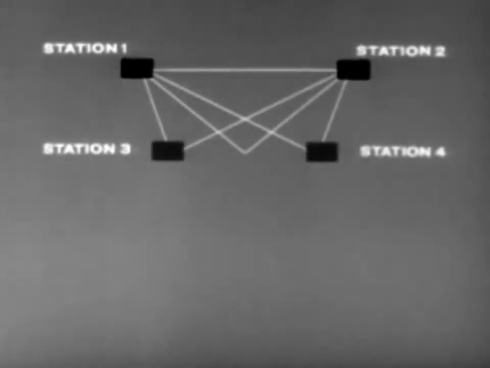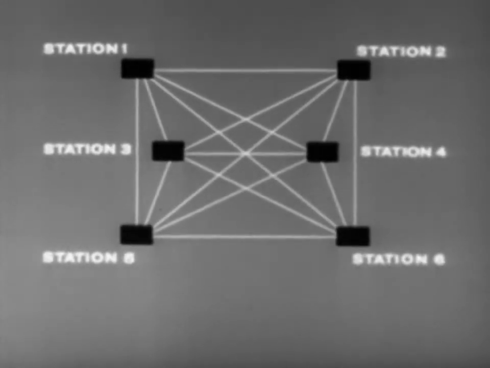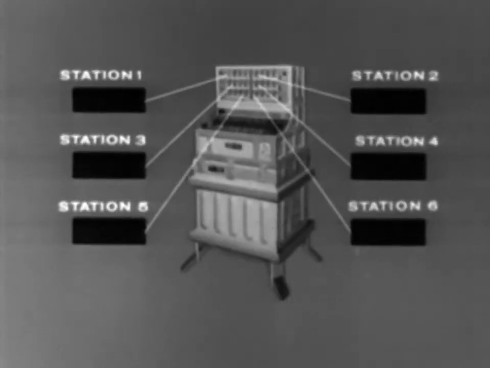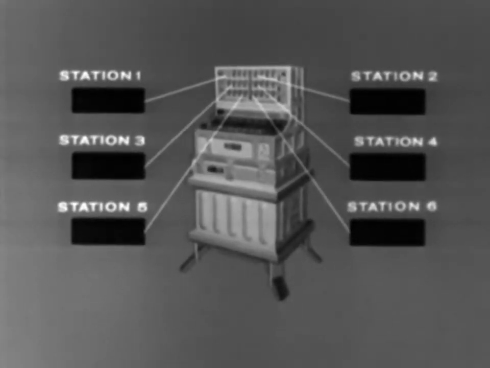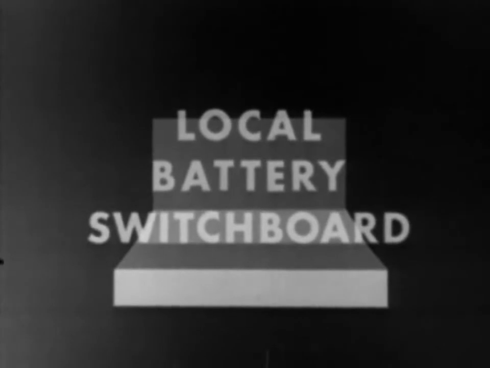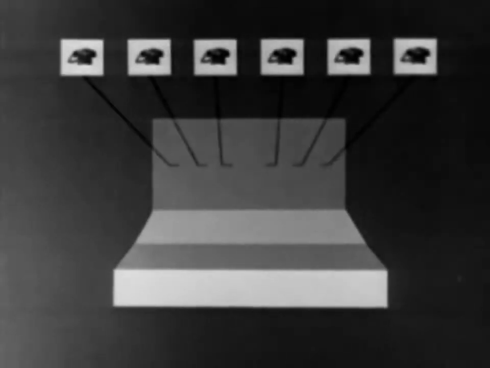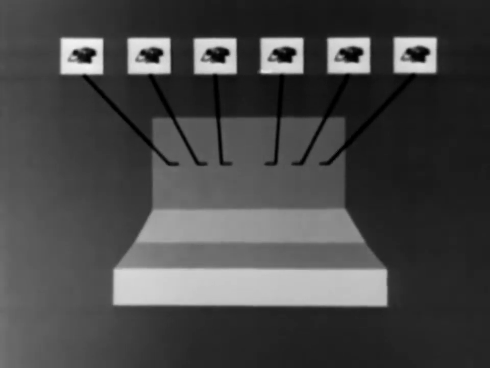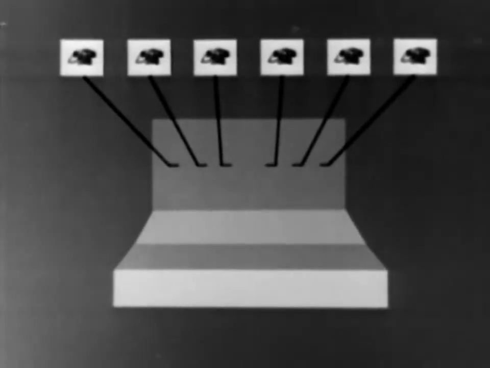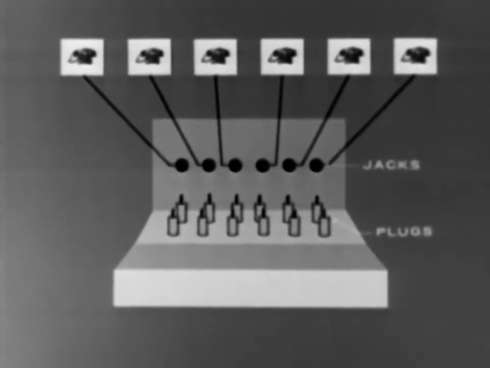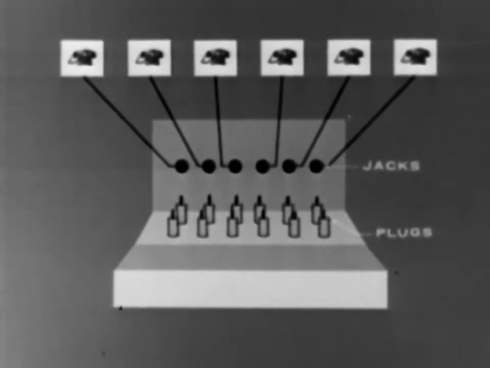Not only two, but many stations can be interconnected, one way or another, by use of a switchboard. First, let's consider the local battery switchboard. We can simplify our wire stringing by bringing only one line from a telephone to a central location and terminating it on a switchboard. Here, plugs and jacks are provided, allowing an operator to connect each station with any other station.